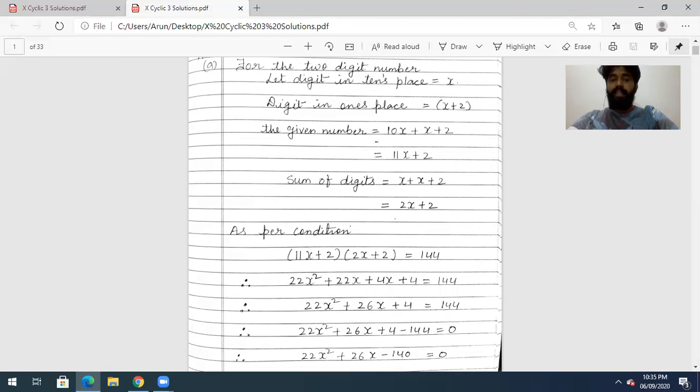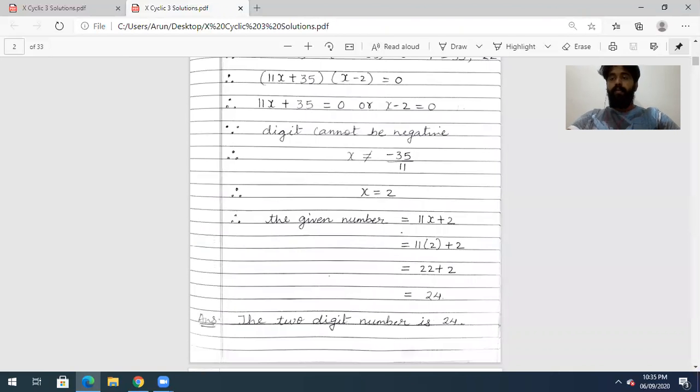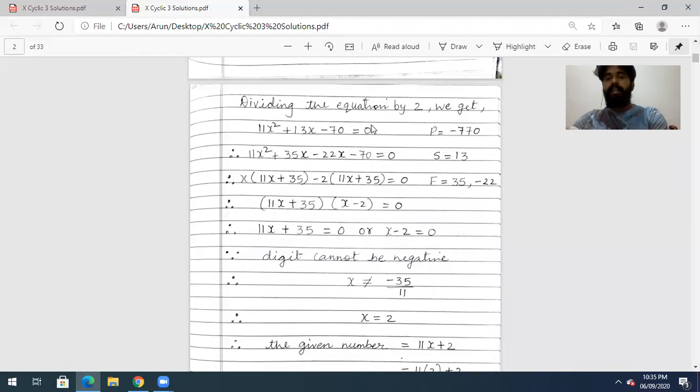So as per the given condition, 11x plus 2 into 2x plus 2 is equal to 144. We will open the brackets. So we get 22x square plus 22x plus 4x plus 4 is equal to 144. Bring everything to one side and add the like terms. So we will get 22x square plus 26x minus 140 is equal to 0. Next, we'll divide the entire equation by 2. We'll get 11x square plus 13x minus 70 is equal to 0.